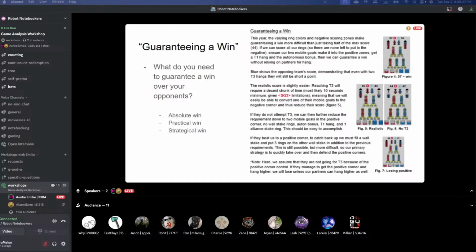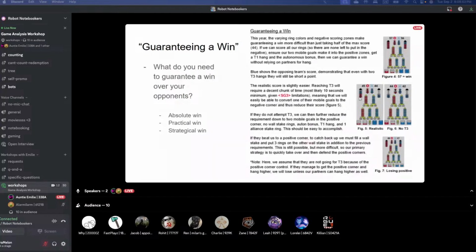Another good example in Push Back would be descoring your tubes versus going for that solo or double park. Are you giving up the potential that your goals are going to be descored? Whatever strategy that encompasses is just noting that and figuring out where you're going with that.